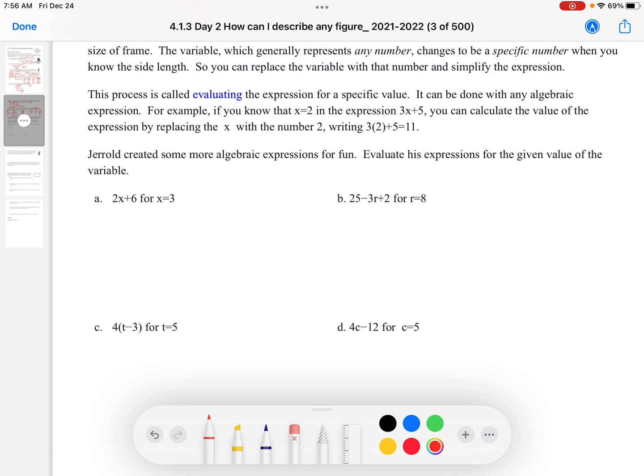It can be done with any algebraic expression. For example, if you know that x equals 2 in the expression 3 times x plus 5, you can calculate the value of the expression by replacing x with the number 2, writing 3 parentheses 2 plus 5 equals 11. Gerald created some more algebraic expressions for fun. Evaluate expressions for the given value of the variable.